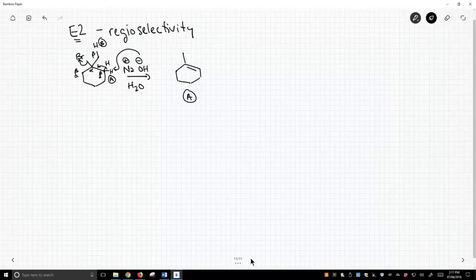We could also show a mechanism where we instead remove beta hydrogen B. We go through the process, drawing that, you get this as the product. Now these are different. These are isomers of one another. They have the same molecular formula. Specifically, they are called regioisomers. And they have special names.